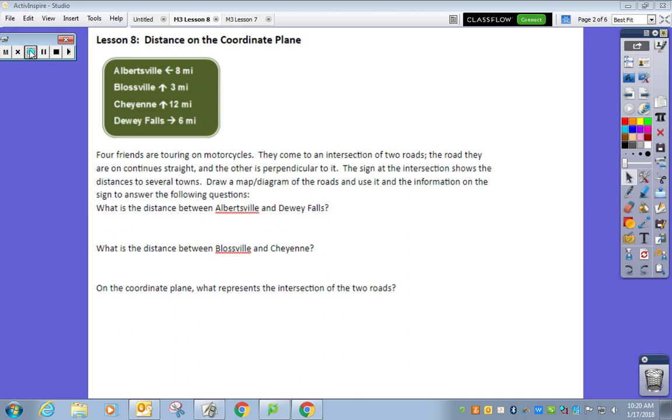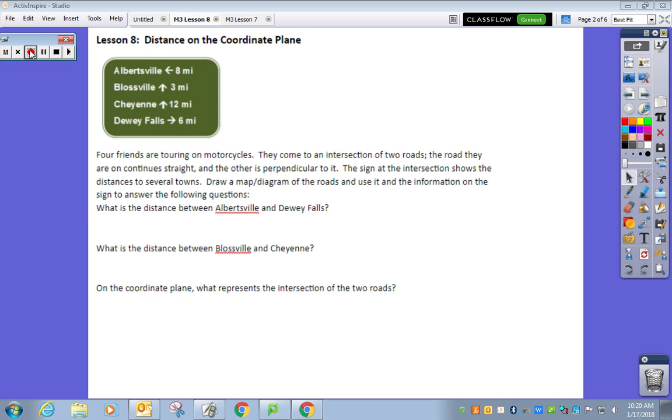They come to an intersection of 2 roads. The road they are on continues straight, and the other is perpendicular to it. We'll see what that means when we make the picture. The sign at the intersection shows the distances to several towns. Draw a map diagram of the roads and use it and the information on the sign to answer the following questions. So the first thing we're going to do is draw the picture.